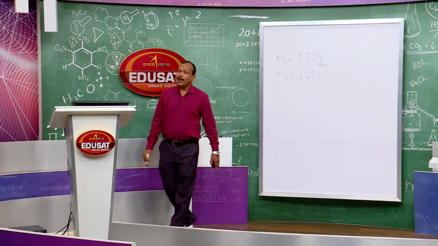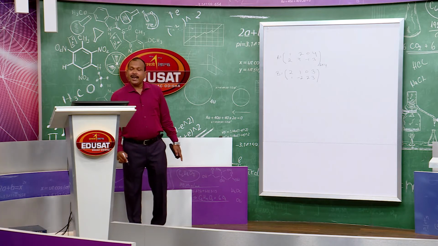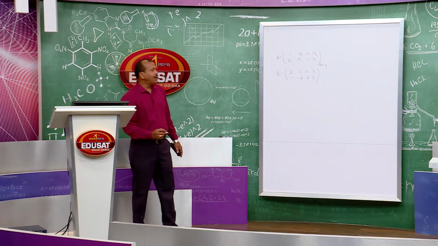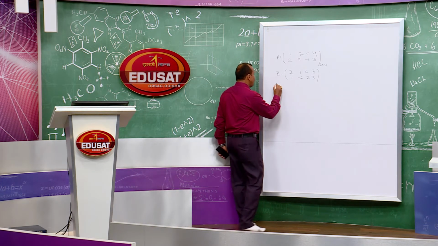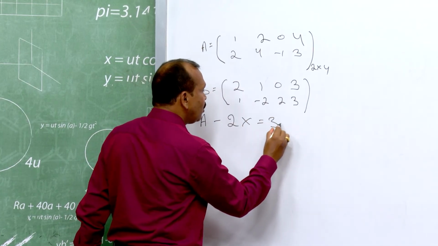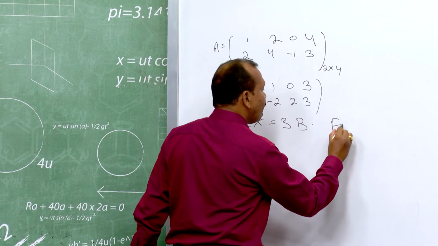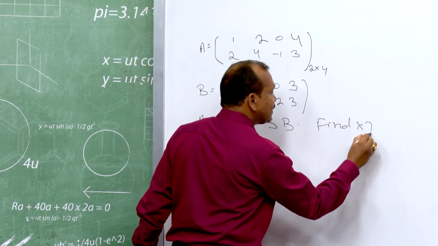We have to find... A and B are both 2 cross 4 matrices. We have to find X such that A minus 2X is equal to 3B. We have to find the X matrix.